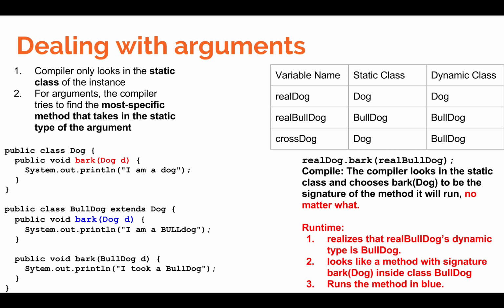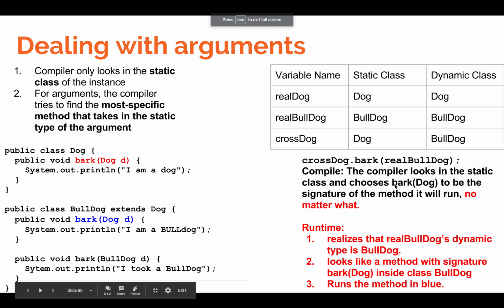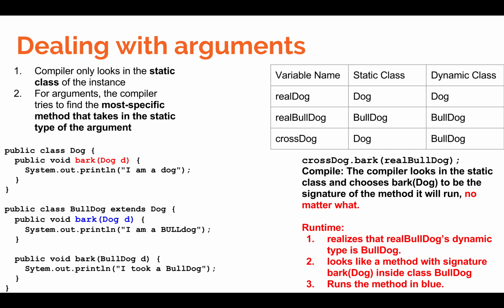Did I mess this up? Yes, I did, a little bit. Give me a sec. Sorry, this should have been cross dog. And then it's still correct, so let me fix that. Okay, so let's go back and make sure that everything still holds. So if this is cross dog, this still compiles because it looks in cross dog's static class, which is dog. And so far, our discussion is correct, right? Any questions about my little change? So I changed it from being real dog calling that method to cross dog calling that method, okay?